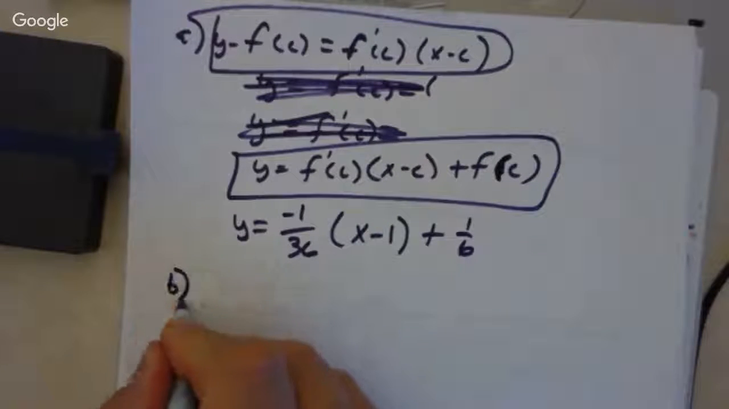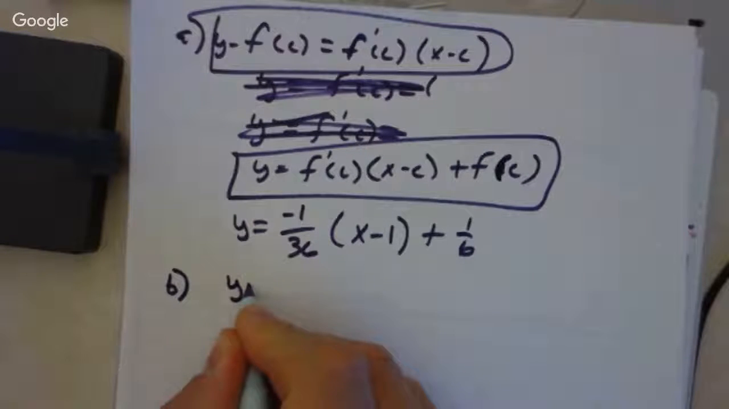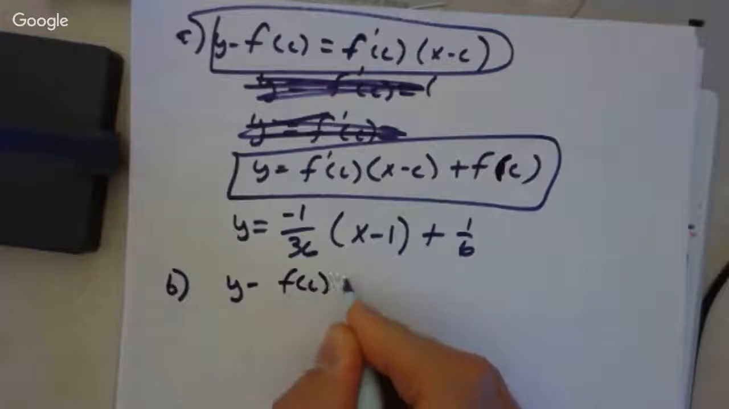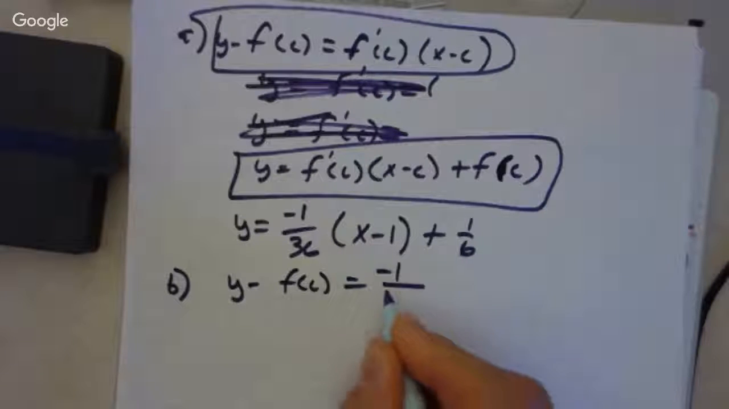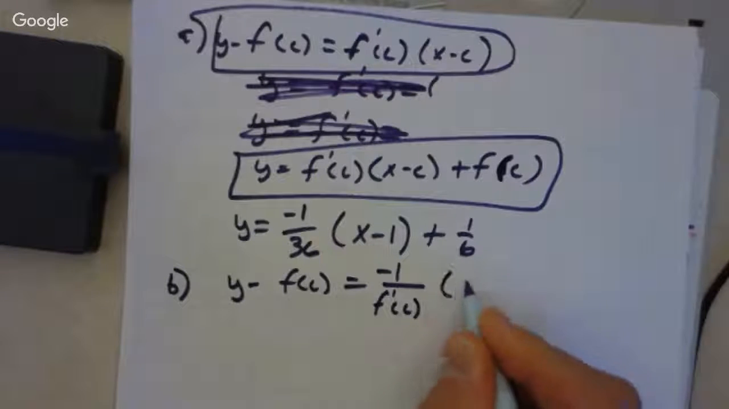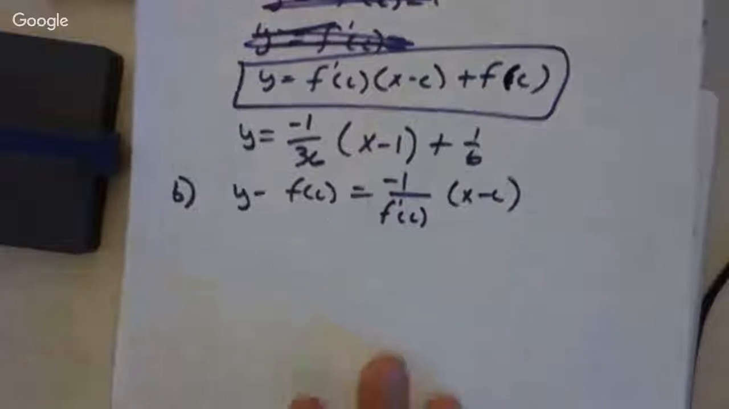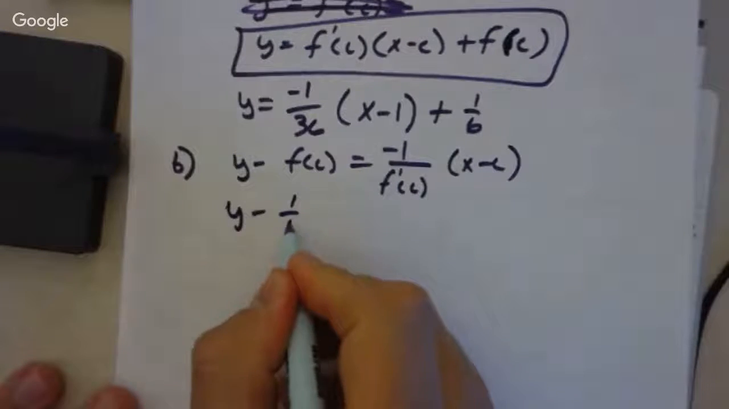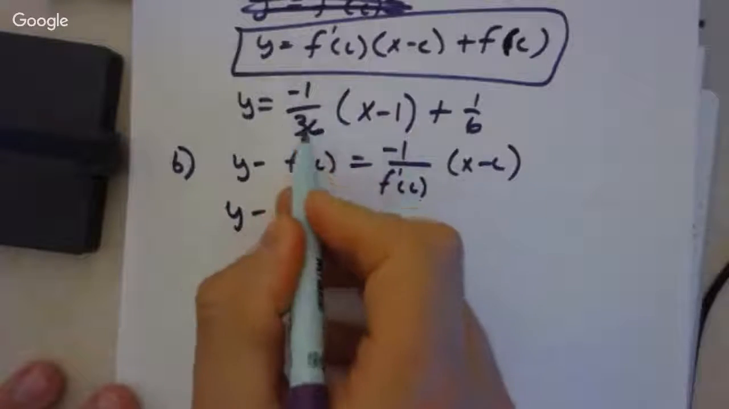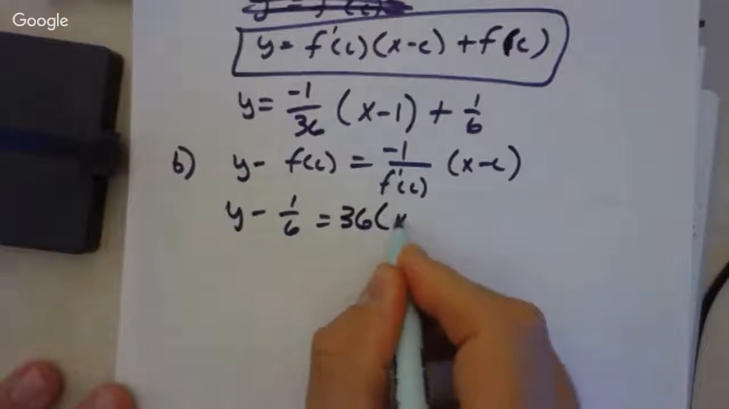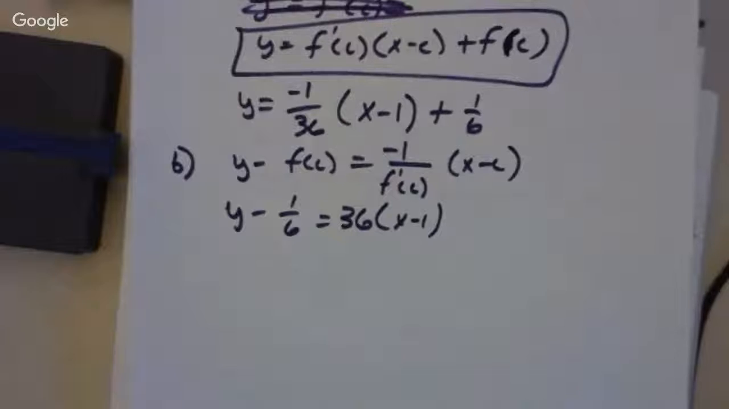Okay, for part B, you got to find the equation of the normal line. Normal line equation: y minus f of c is equal to -1 over f prime at c times x minus c. Then this should be an old friend from last year. This should be nothing new. So y minus 1/6 is equal to, well, copy, then the reciprocal of that. That gives me 36 times x minus 1. Old friend from last year.